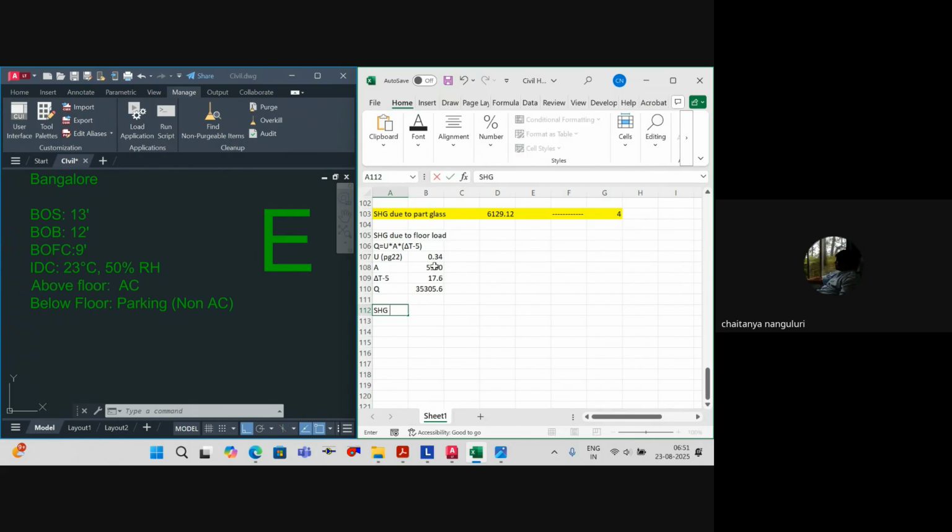Sensible heat gain due to floor load, which is nothing but the equation of this.